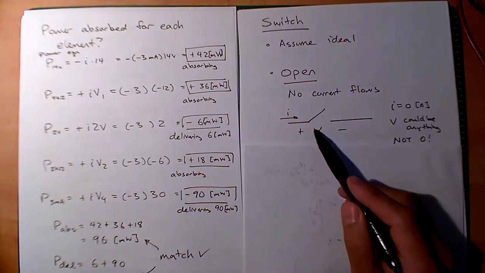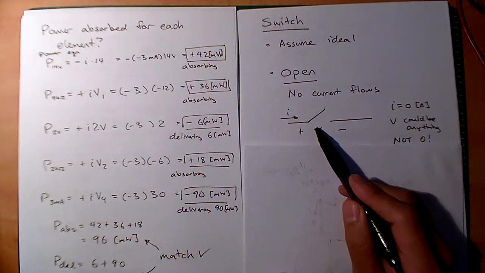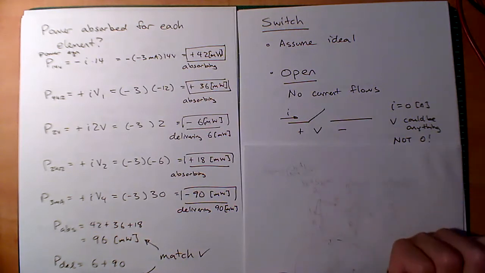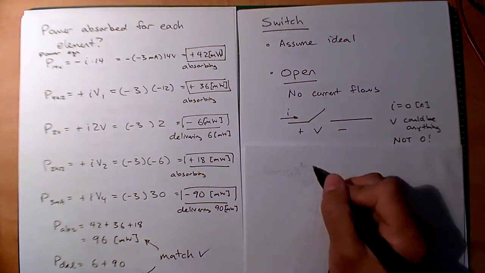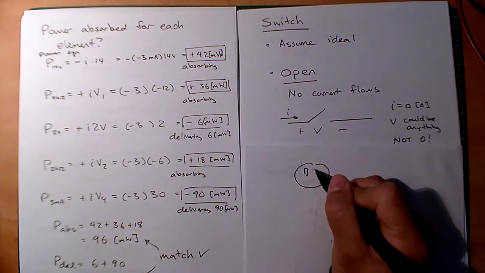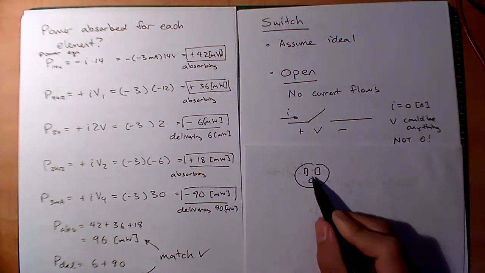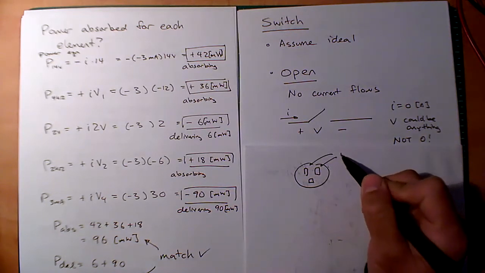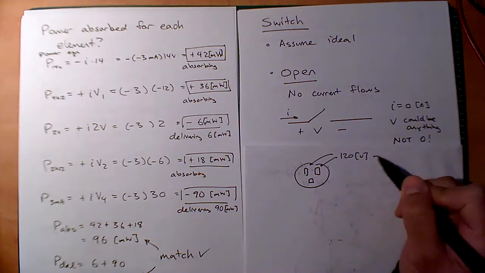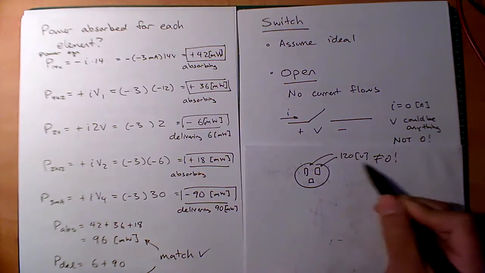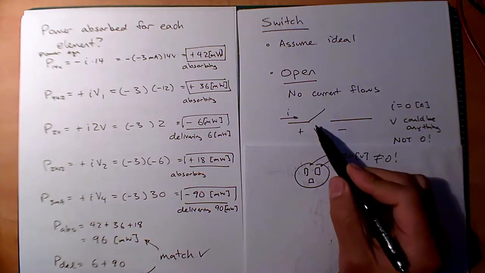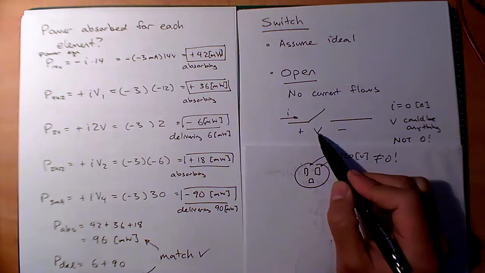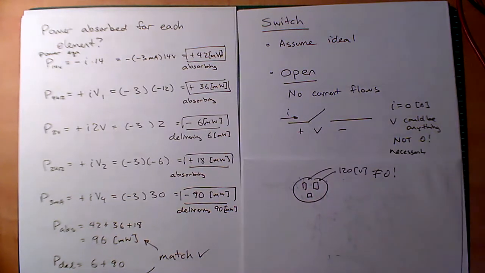It's so tempting to think that this V could be zero, right? Not true. In fact, what's an open circuit that you come across every day where you know that voltage is not zero? One of these guys. This power plug is an open circuit, but it has 120 volts, not zero. So make sure that you don't make the false assumption that just because it's an open circuit, it has 0 volts. Zero current, yes, but not necessarily zero volts.